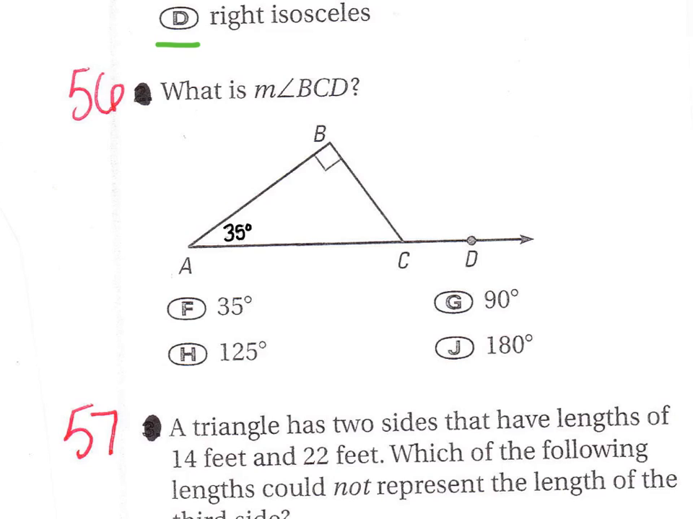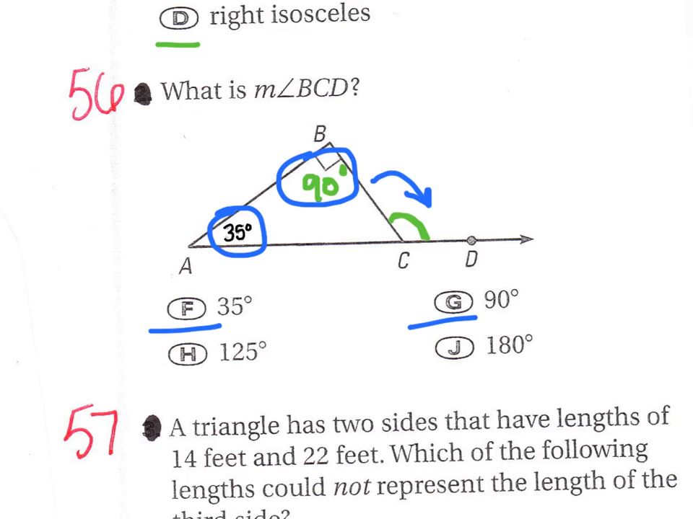Okay, number 56 here. Now you got a right angle here, so he's 90 degrees. We want to know what BCD is, that angle right there. What's that measure? So now remember, if this is 35 and this one's 90, what do you do to those two angles to figure out that fellow right there? So what are you going to get? Is it F 35, G 90, H 125, or J 180?